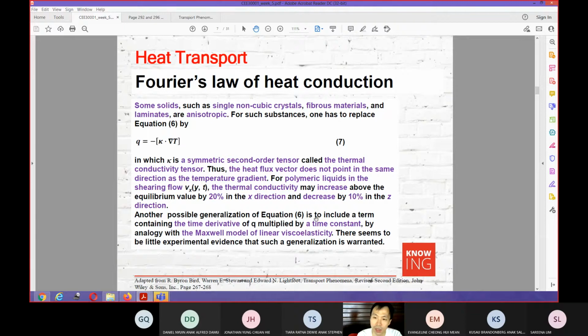Then another possible generalization of equation 6 is to include a term containing the time derivative of Q multiplied by a time constant. This comes from the analogy with the Maxwell model of linear viscoelasticity. So this one comes from momentum transport.